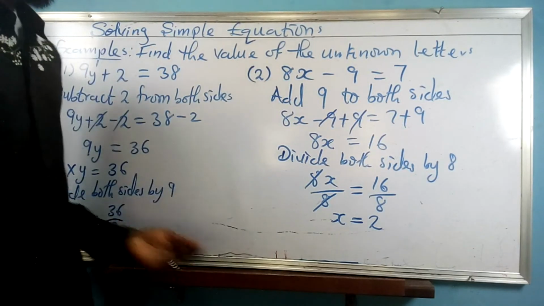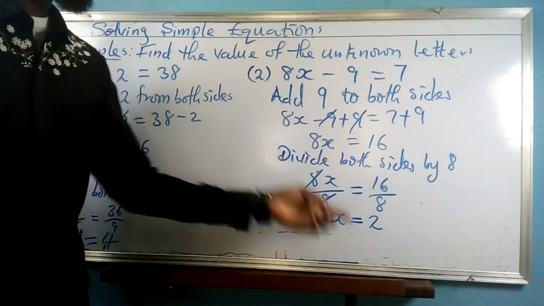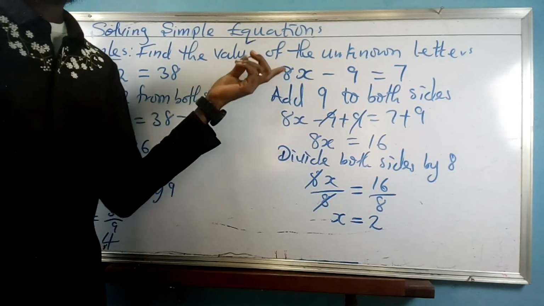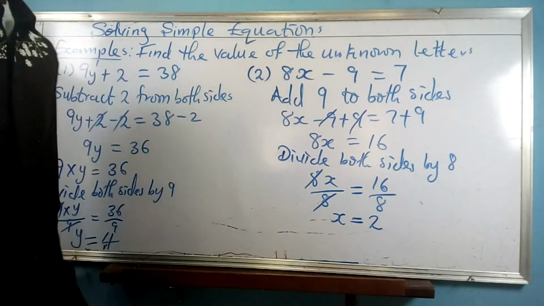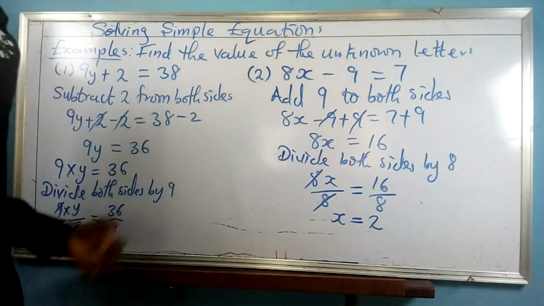Let's check our answer quickly. If we substitute this 2 for x in this place, that will be 2 times 8. That will give us what? 16. 16 minus 9, we're going to have our 7. Do you get it now? We're going to have our 7. So we can substitute and check your answer whether you get it right or wrong.